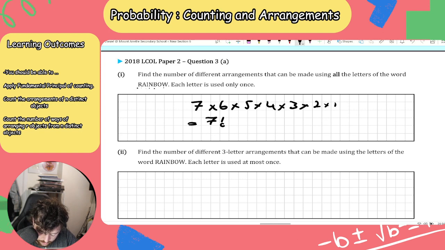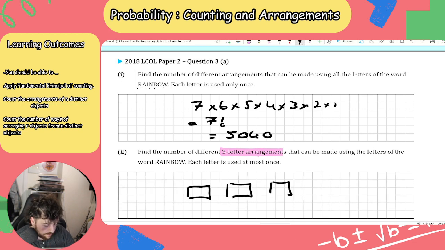7 factorial is equal to 5040. Find the number of different 3-letter arrangements that can be made using the letters of the word rainbow. Each letter is used at most once. So now we're just looking for how many 3-letter words we could make from the word rainbow. So now I'm only looking for 3 spaces. My first space, I'm going to have 7 options. My second space, 6 options. And in my third space, 5 options.